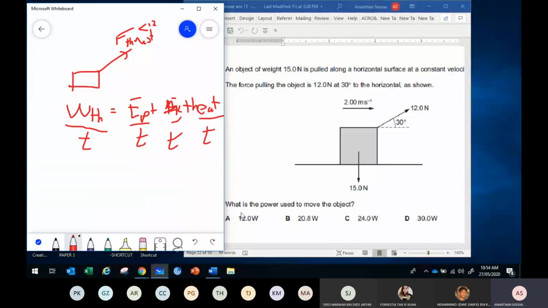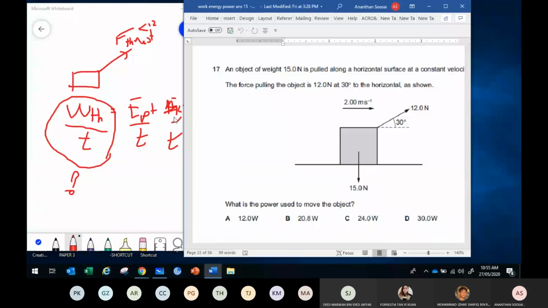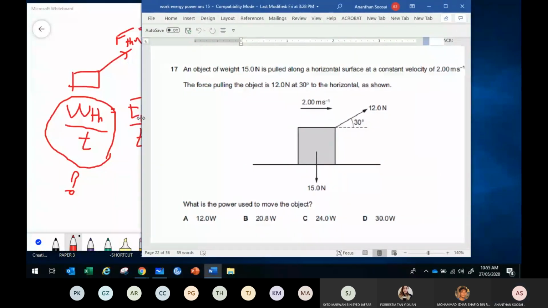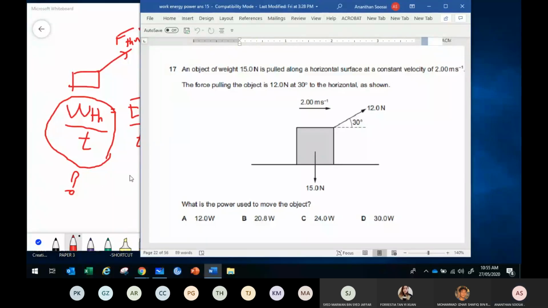But what is the question asking for? What is the power used to move the object? That means they're asking for the power of the thrust. So the power of the thrust is the work done over time. This is the speed given. What is the speed? The speed is 2 meters per second.